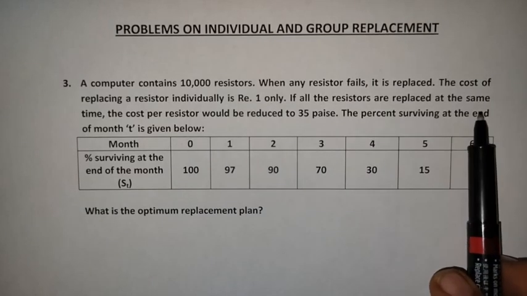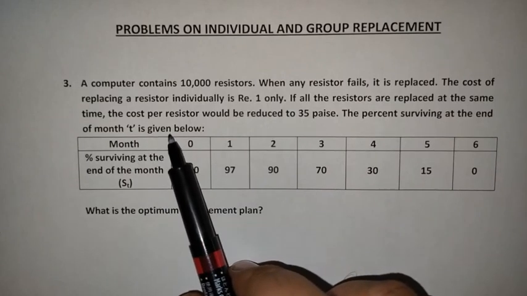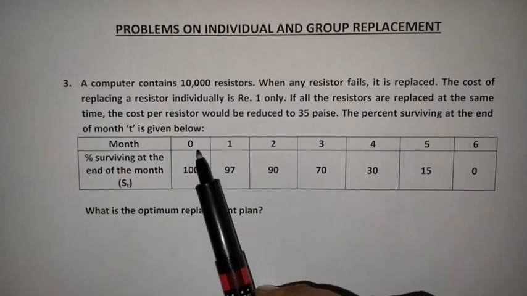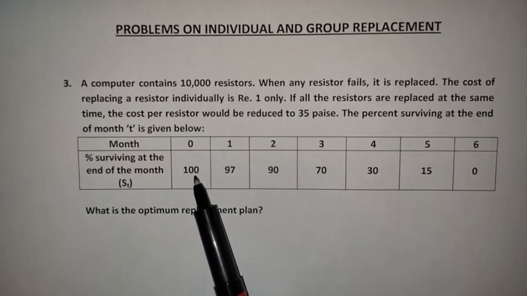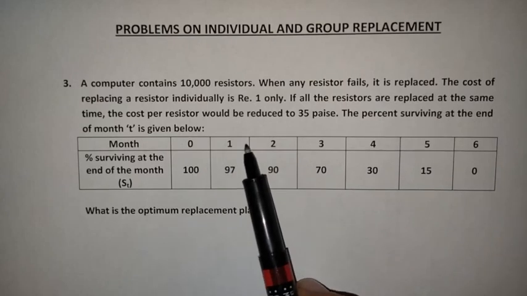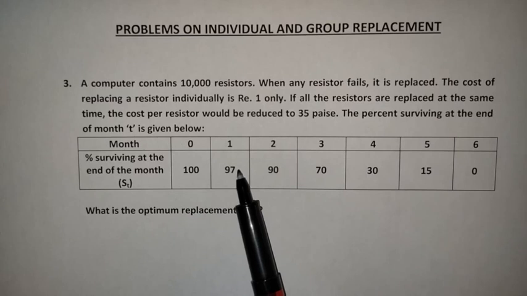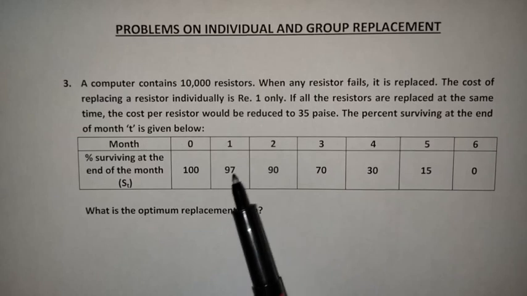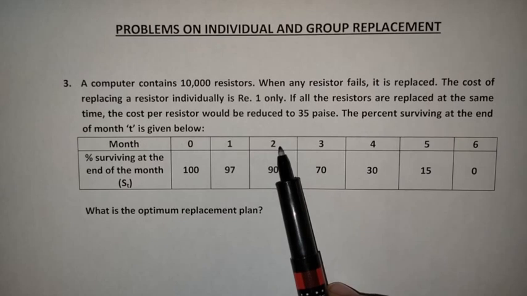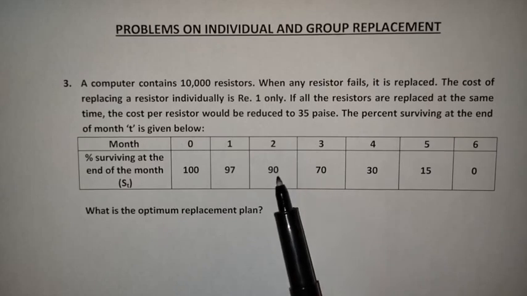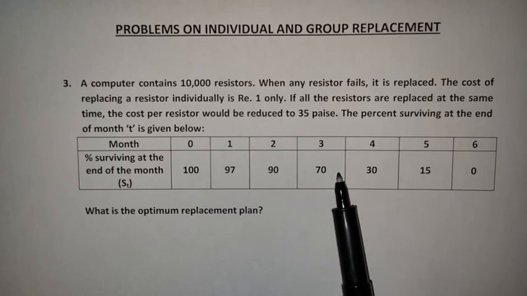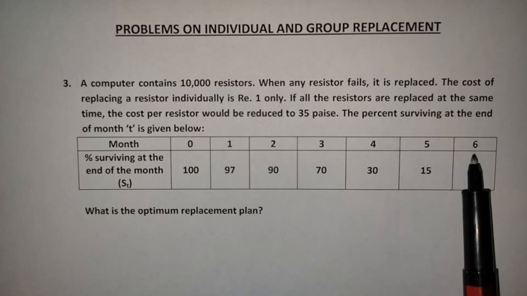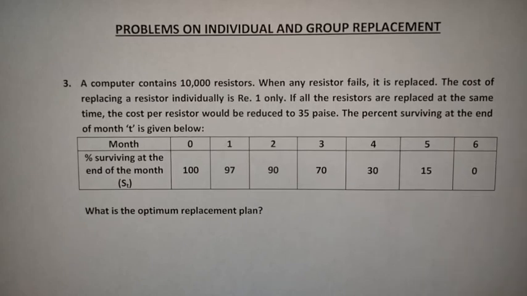And the percentage of surviving at the end of each month, that means the percentage of working, was given. Now in a reverse case it was given. So in the 0th month, at the starting, 100% are working, and by the end of first month 97% are working, that means 97% are surviving. That means how many percent are failing? That is 3%. Next, percentage of surviving at the end of second month 90%, percentage of surviving at the end of third month, fourth, fifth and sixth. So by the end of sixth month all 10,000 resistors were failing.